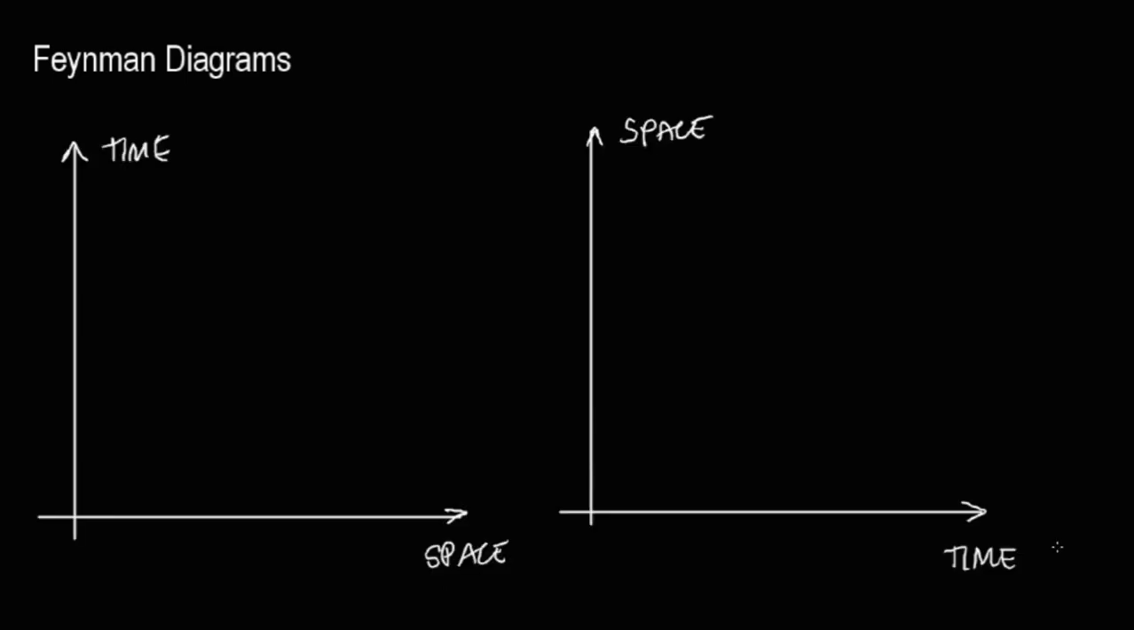Hello everyone! Today I would like to show you how to plot some Feynman diagrams. Before we start, you should know that we will be plotting time and space in a two-dimensional graph. Now there are two variations of those graphs, so I'm going to show you the two possibilities. Well, you either have your time on your y-axis and your space on your horizontal axis, or vice versa.